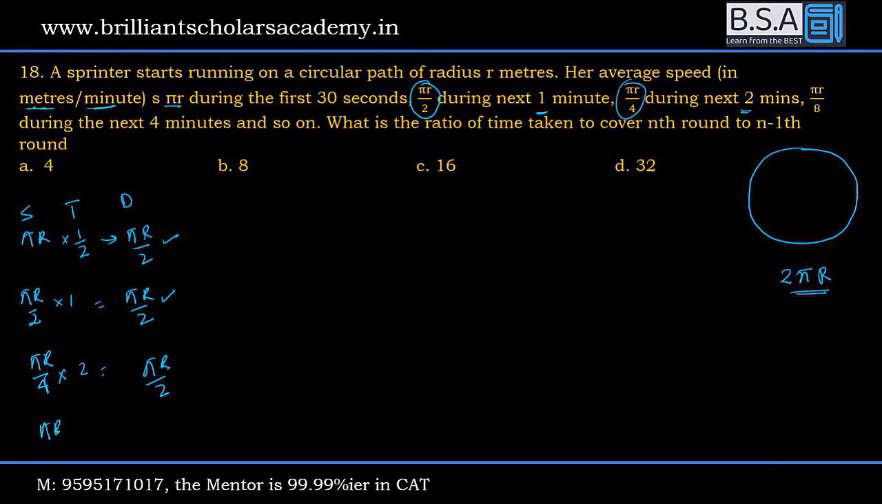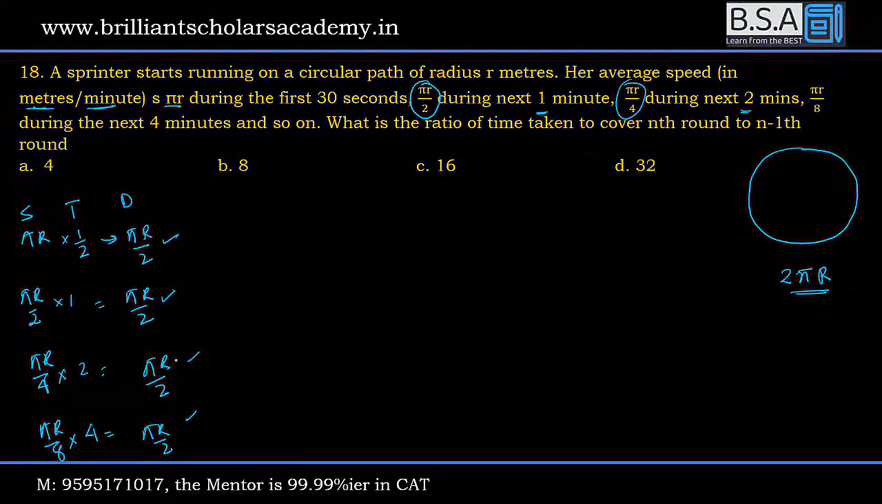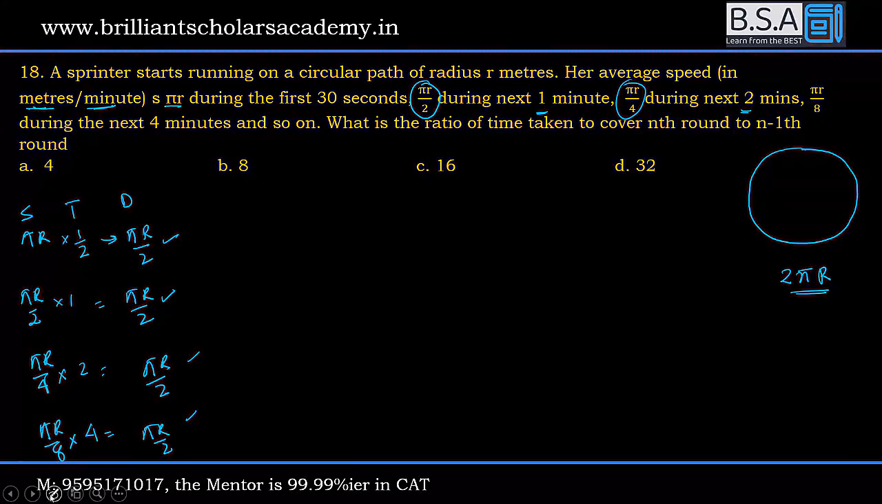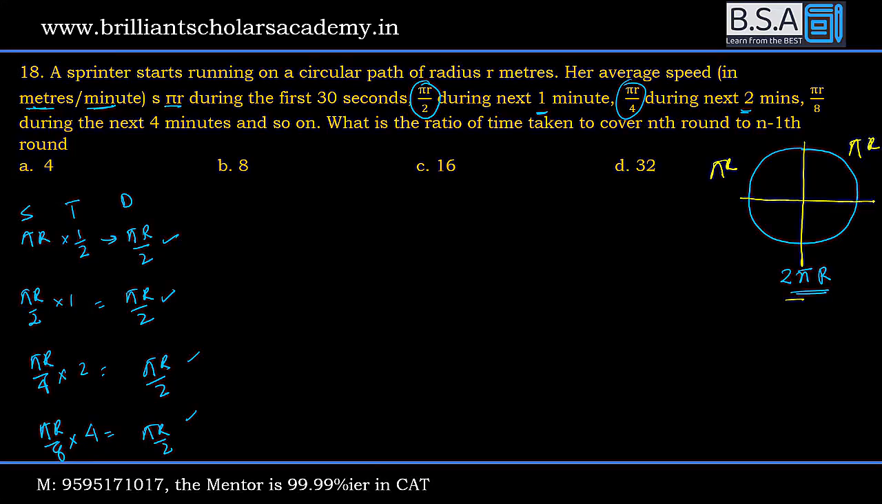The speed is pi r by 8. What is the time for this? 4 minutes. What is the journey traveled? Pi r by 2. So every time you are traveling pi r by 2. And how much is pi r by 2? Please pay attention. When I draw a line in the middle, the right side is pi r, the left side is pi r, because there are 2 pi r's. When I draw one more line in the middle, this is pi r by 2. This is pi r by 2. This is pi r by 2.